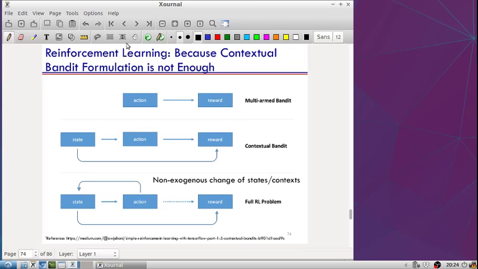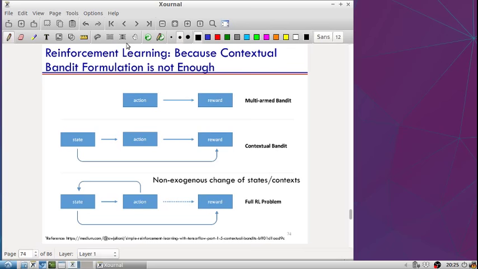Because I took the action sports, the next situation I'm going to be in is probably a disgruntled user and a sports-related page, okay, something like that. So the state of the user is going to influence the actions that I take, for example. Okay.